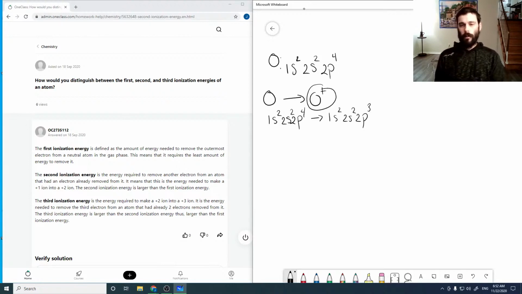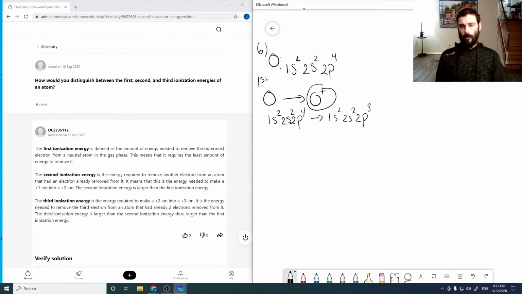Okay, so the first ionization energy removes the outermost electron, giving you a positively charged species. And this was the 6th question.